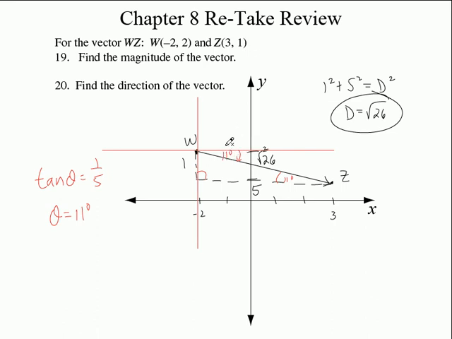Now, if you look at the answer on the test, I actually gave the positive. I would accept either one. I would say the direction is negative 11 degrees, or you could go 360 minus 11, which is 349. So either one of these would be acceptable for your direction of that vector. Alright, that's chapter 8. We're all done.